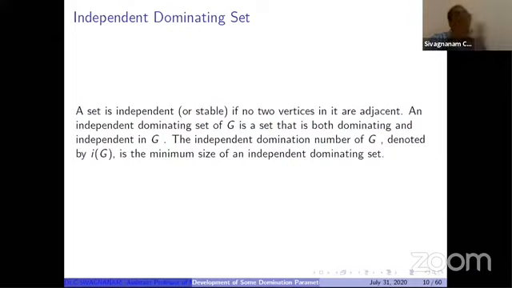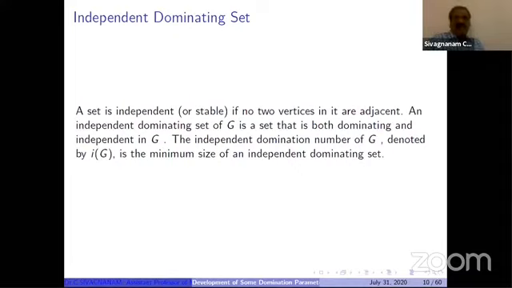What is the meaning of an independent set? We know that every pair of vertices is non-adjacent. Any two vertices you take, these two are non-adjacent in the induced graph of the set. So a set is independent or stable if no two vertices in it are adjacent.